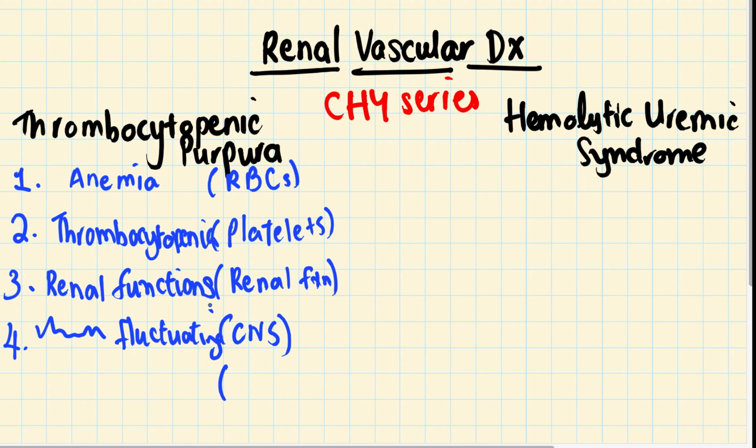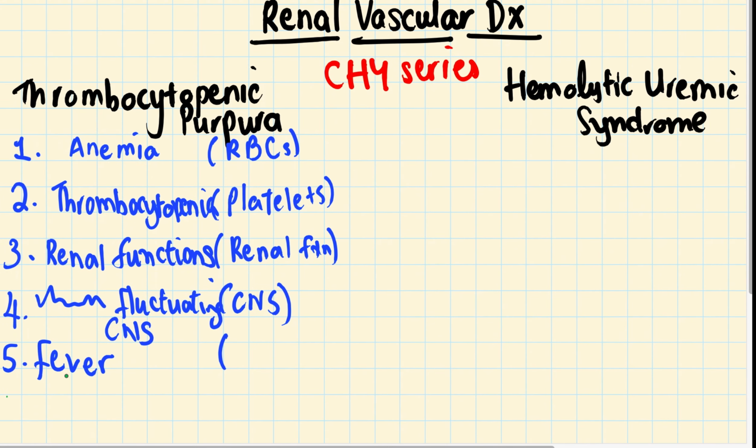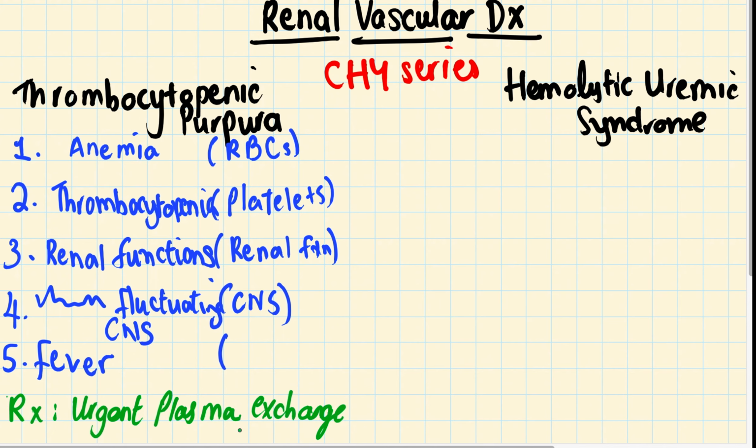Now, the thing is, thrombotic thrombocytopenic purpura affects adults more. Hemolytic uremic syndrome affects kids more. Okay? Now, the treatment for TTP is going to be urgent plasma exchange. Okay, urgent plasma exchange. You're going to use steroids, and you're going to use plus or minus IV vincristine and IV immunoglobulin.